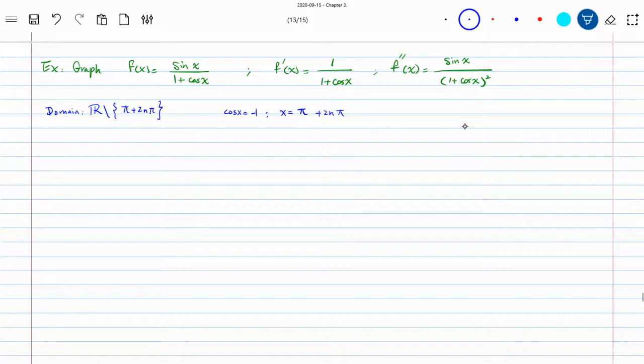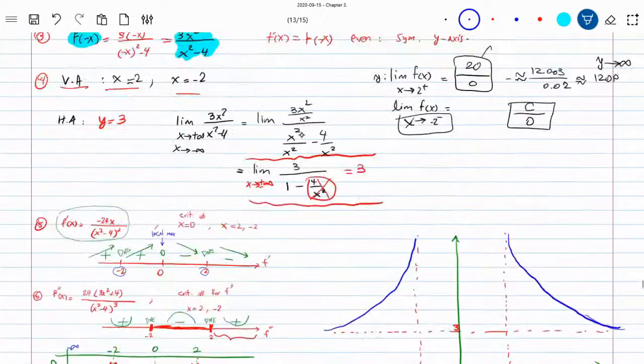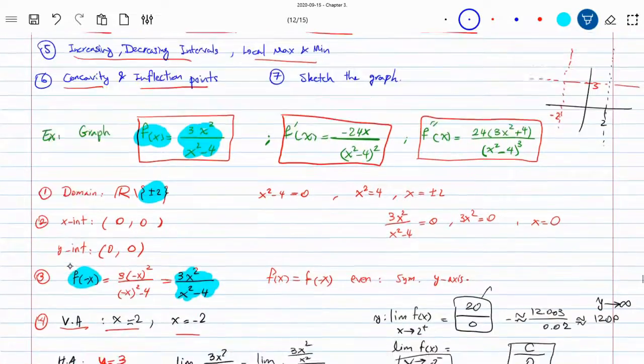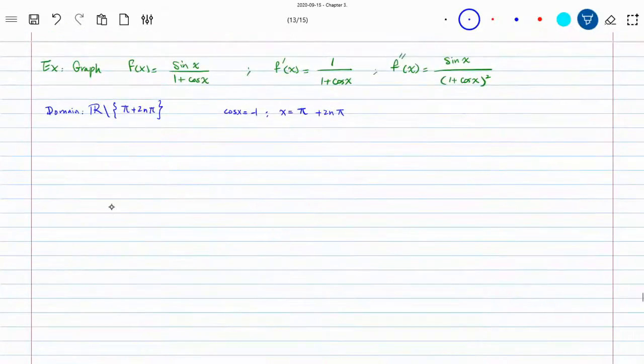Okay. The good thing about this function is that it has periodic behavior. So after pi, every 2 pi, you'll see the same graph over and over. So this was the first step, find the domain. Second step was to find x and y intercept. I don't need to go up anymore.